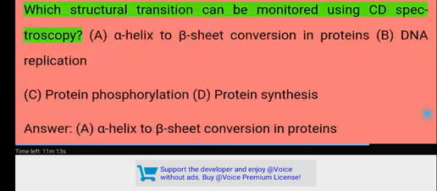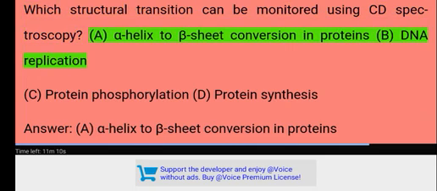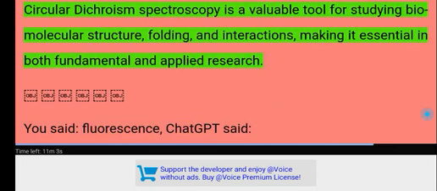CSIR-NET 2017. Which structural transition can be monitored using CD spectroscopy? A. Alpha helix to beta sheet conversion in proteins. B. DNA replication. C. Protein phosphorylation. D. Protein synthesis. Answer, A. Alpha helix to beta sheet conversion in proteins. Circular dichroism spectroscopy is a valuable tool for studying biomolecular structure, folding, and interactions, making it essential in both fundamental and applied research.